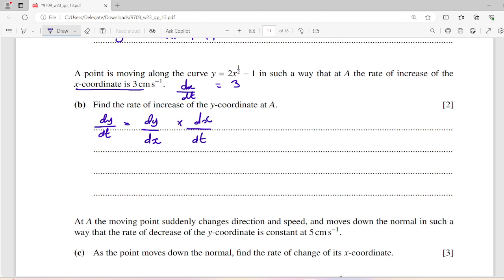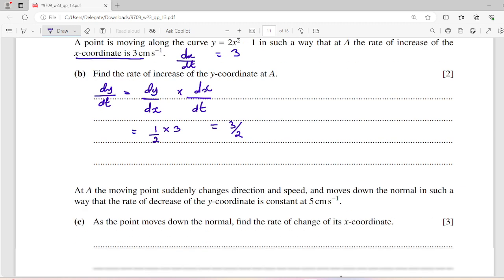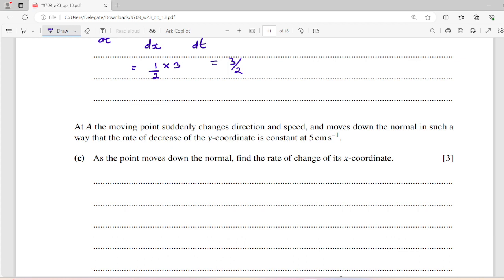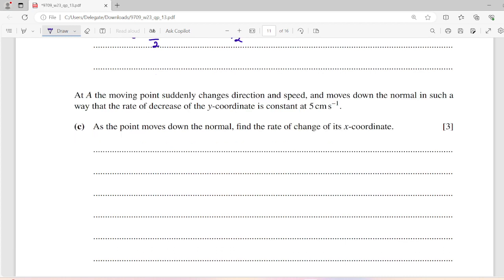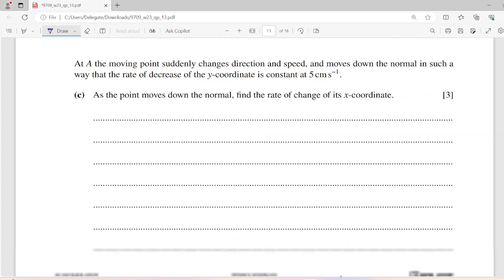And up it was 1 over root of x, which is simply a half. So times 3, and you get your answer as 3 out of 2. So that is my dy/dt. So the point there was you being able to find them, being able to formulate the chain rule and then substitute.